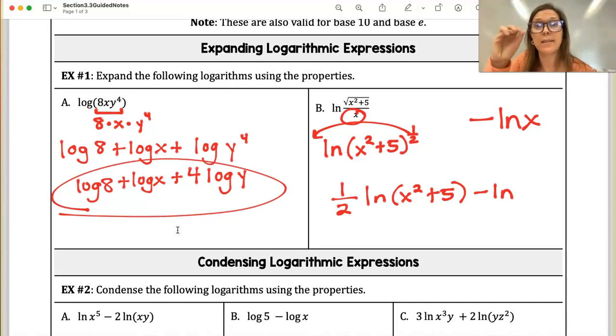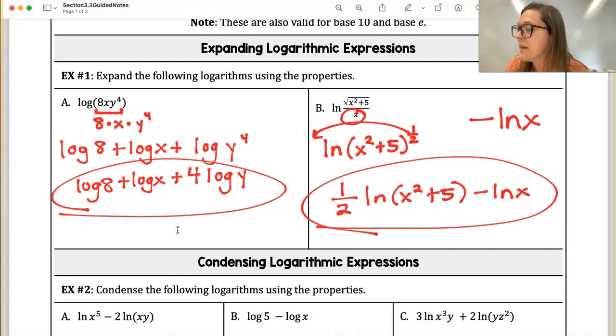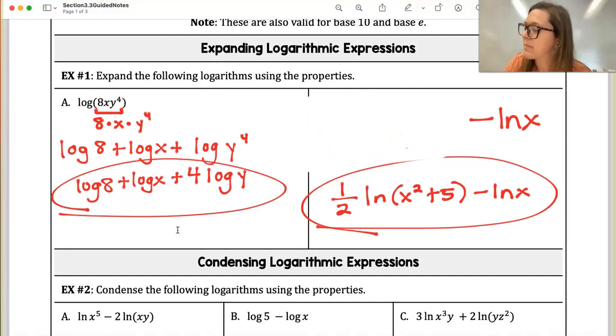Then I could separate that into an ln of 5 and an ln of x squared. I'll show you what that would look like in a second. So here's our answer to this one. If this problem was, let me give myself some white space here. Let's switch it up a little bit and make it a little bit different.